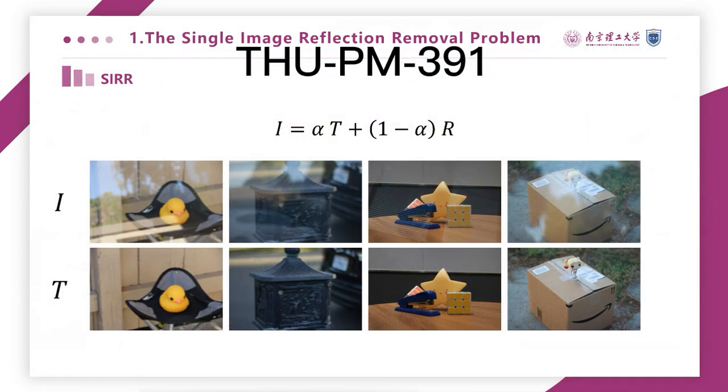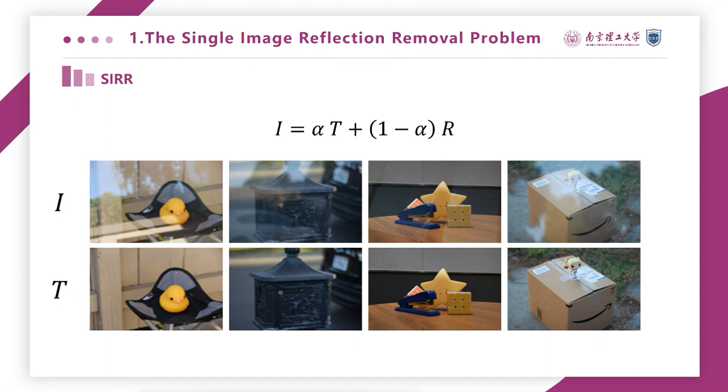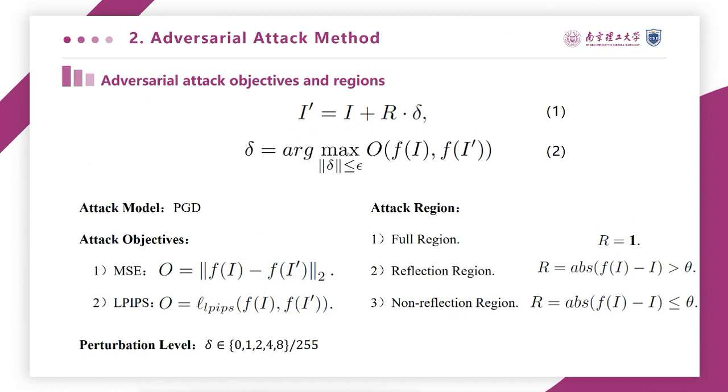For the SIRR problem, a captured image I is typically formulated as a linear addition of a transmission layer T and a reflection layer R. Alpha means reflection weighting. We first investigate the robustness of deep SIRR methods. We apply the widely used and powerful attack method PGD to generate adversarial samples. For completeness of the robustness evaluation, we present various attack modes by referring.